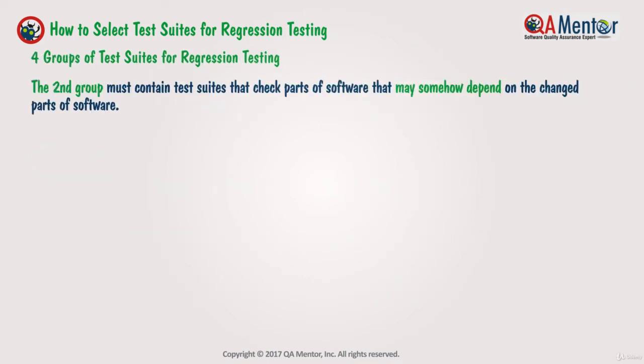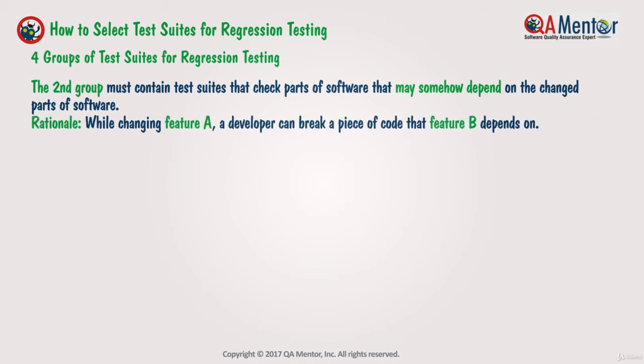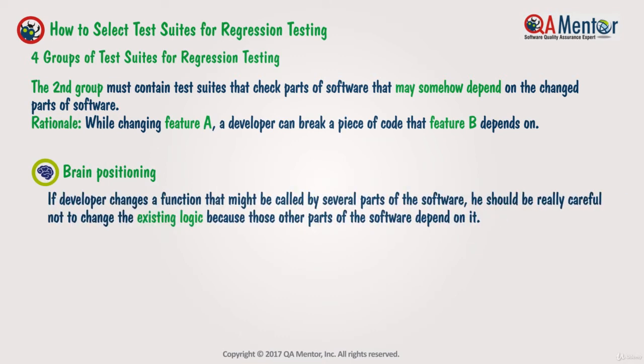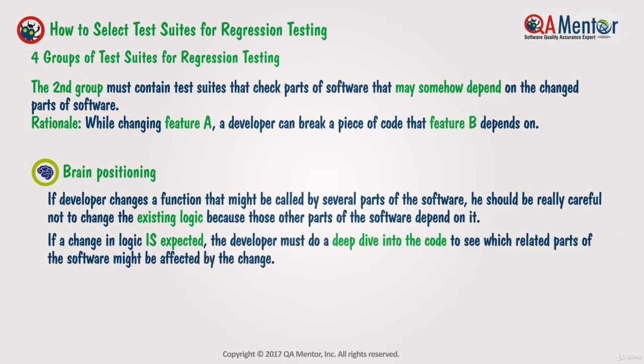The second group must contain test suites that check parts of software that may somehow depend on the changed parts of software. Rationale: while changing feature A, a developer can break a piece of code that feature B depends on. Brain positioning: if a developer changes a function that might be called by several parts of the software, he should be really careful not to change the existing logic because those other parts of the software depend on it. If a change in logic is expected, the developer must do a deep dive into the code to see which related parts of the software might be affected by the change.